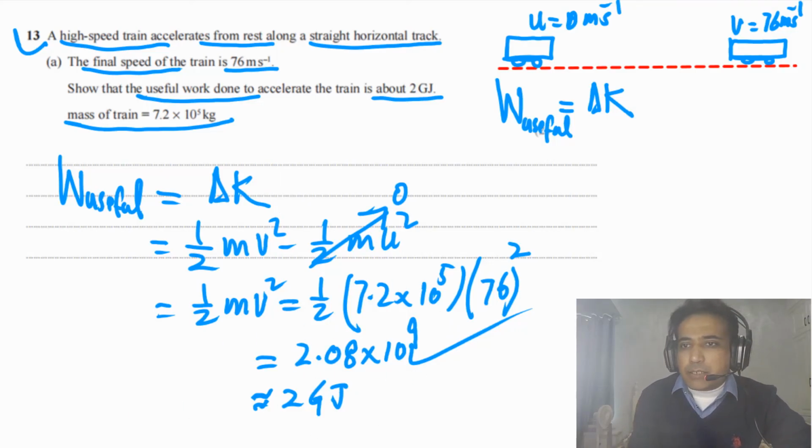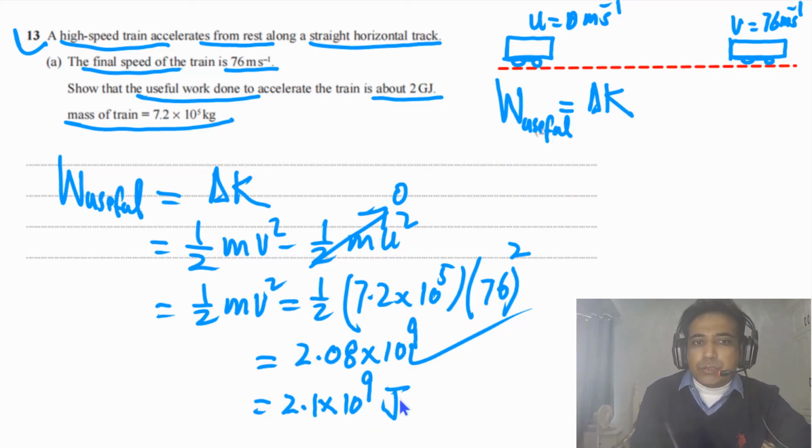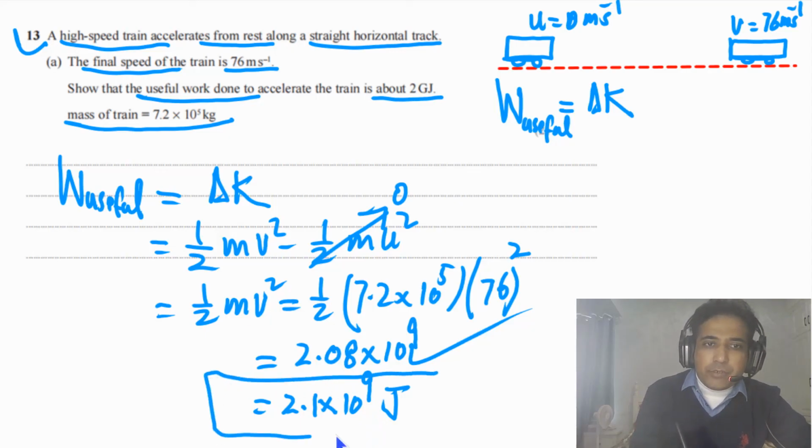Actually the better way of writing this one is the better way, because this is 2.08 up to 2 dp. We can say this is 2.1 times 10 to 9 joules. So this is about 2 gigajoules. So this is the better way of writing, because 5 is greater than or equal to 5, so this has to be 2.1. So this is our final answer.